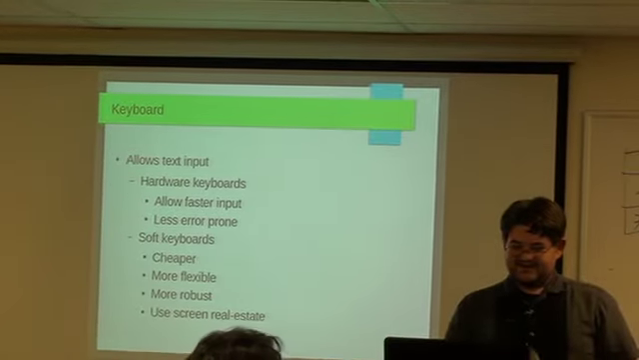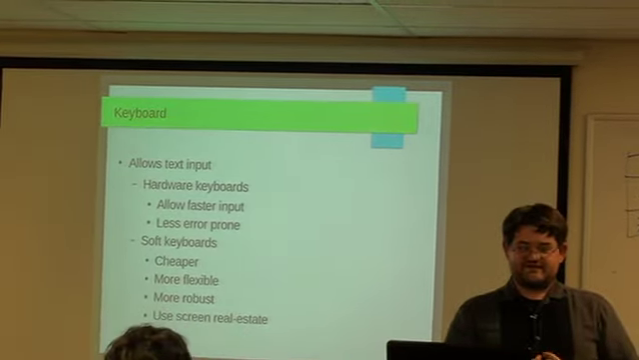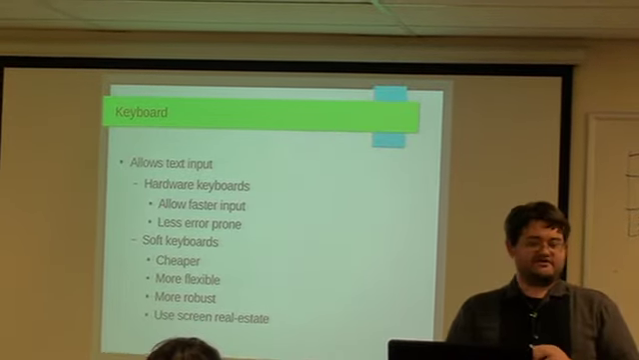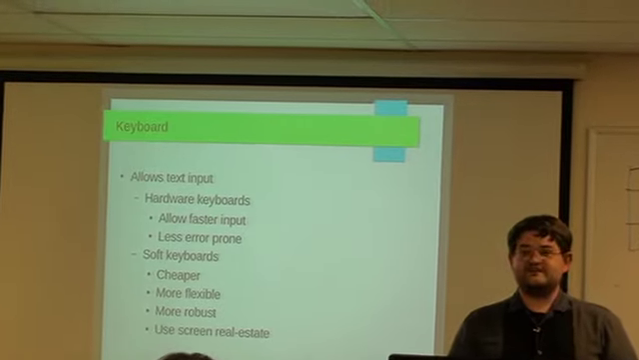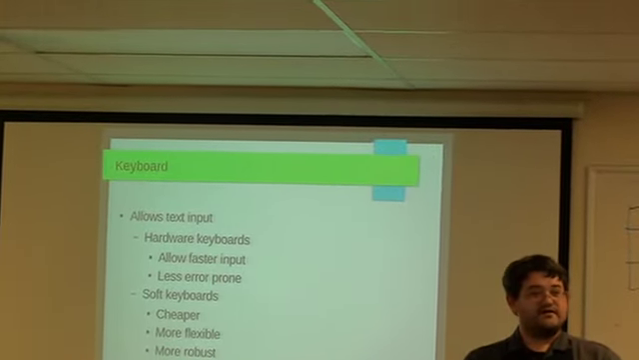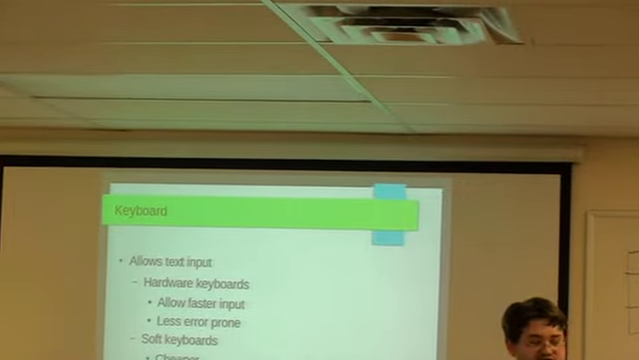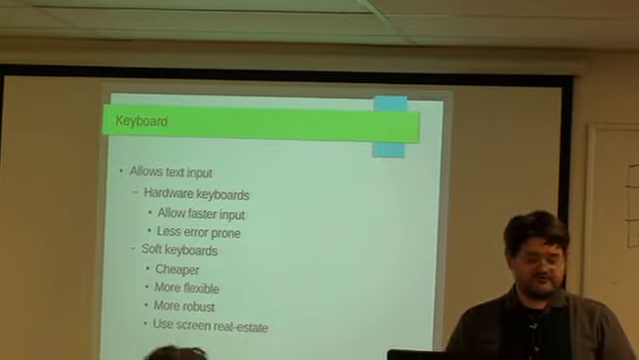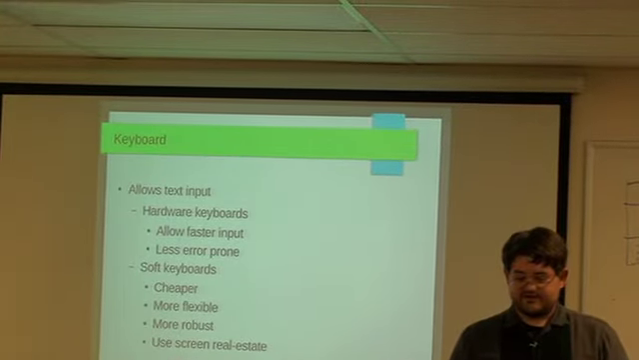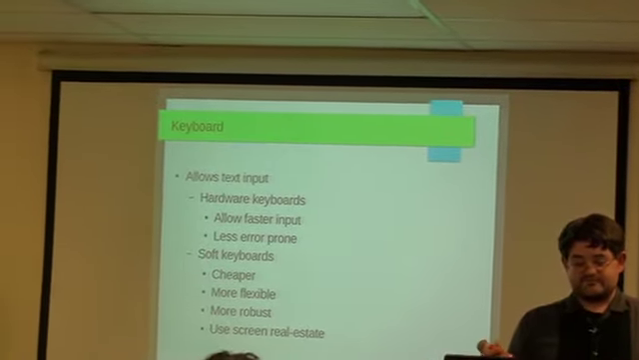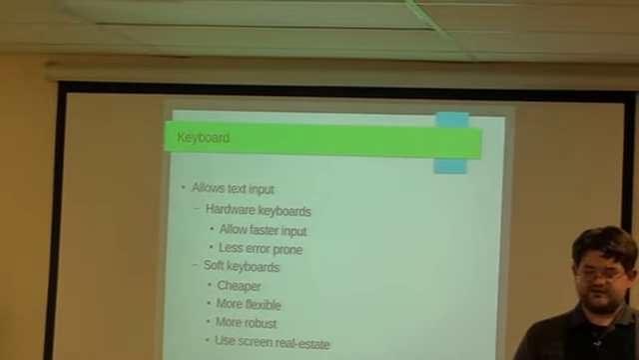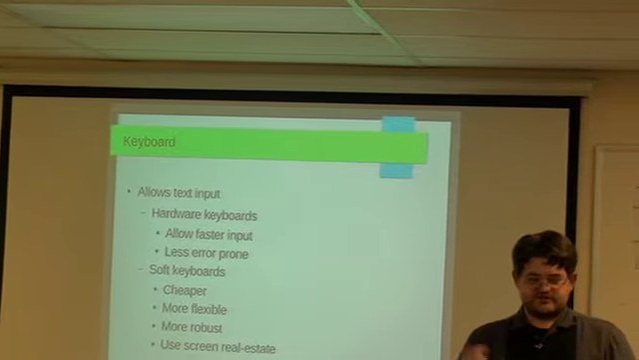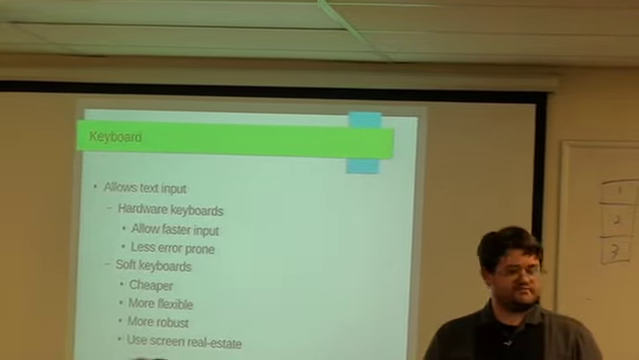Anyway, hardware keyboards. Their advantages are they allow for faster input and they are typically less error-prone. Soft keyboards are cheaper to manufacture because you don't manufacture anything. It's entirely software. They're more flexible. That is, you can hit a button and all the keys will change. And they're more robust than physical keyboards, because if I drop this phone at the wrong angle, the keyboard's going to break. Also, a disadvantage of software keyboards is that they use up screen real estate. So there are pros and cons to both approaches.